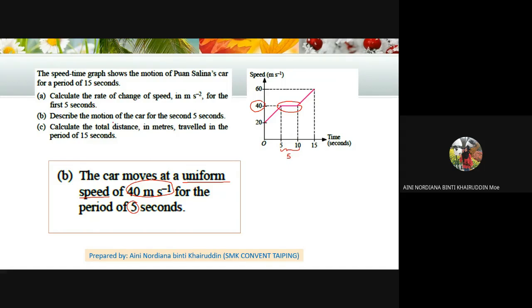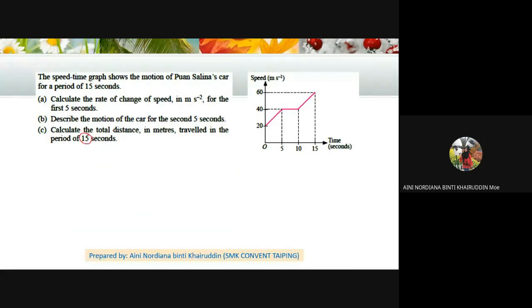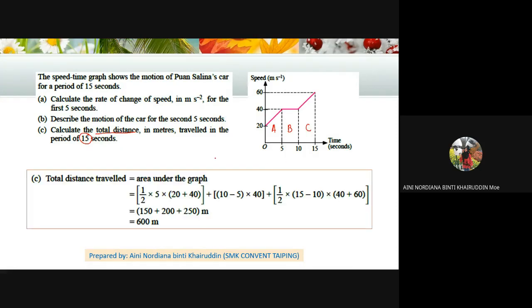Okay, C. Calculate the total distance in meter travel in the period of 15 second. Maksudnya nak cari keseluruhan, total distance. So macam biasa, total distance adalah area under the graph. So boleh divide this graph into 3 part, A, B, C. So this is area for A, B, and C.